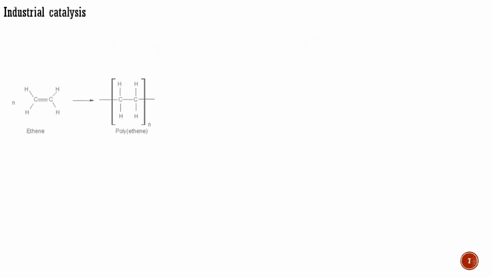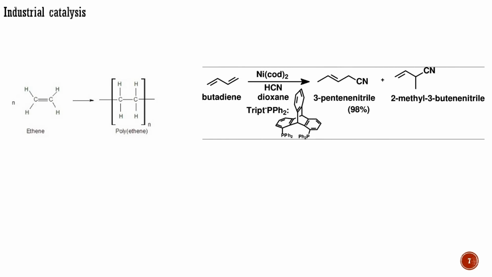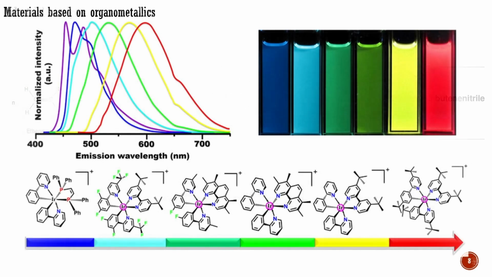Other examples include polymerization of alkenes to give polyethylene and polypropylene, hydrocyanation of butadiene for nylon manufacture, acetic acid production from methanol and carbon monoxide, and catalytic hydrosilylation to produce silicones and related materials. Beyond the multitude of applications to organic chemistry in industry and academia, organometallics are beginning to find applications elsewhere.